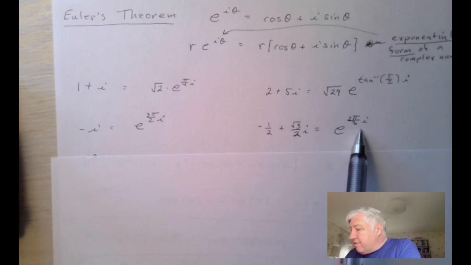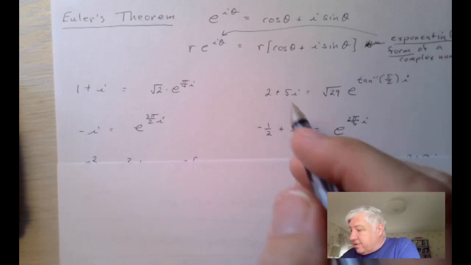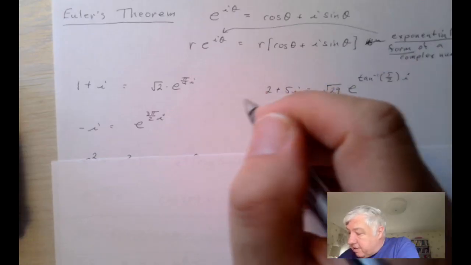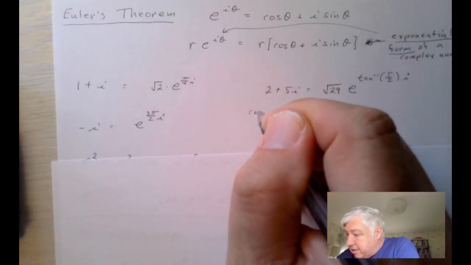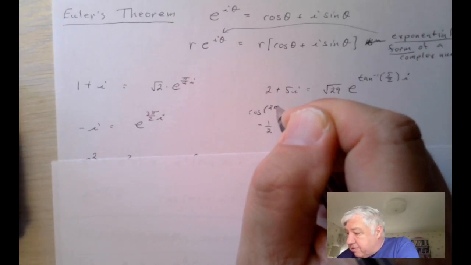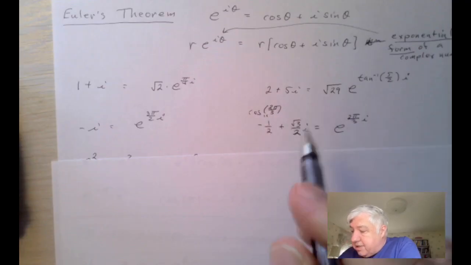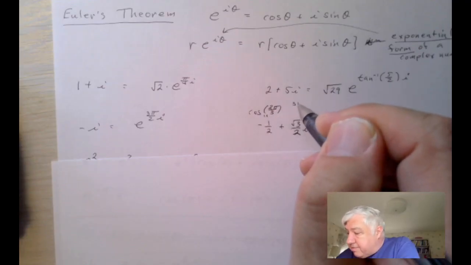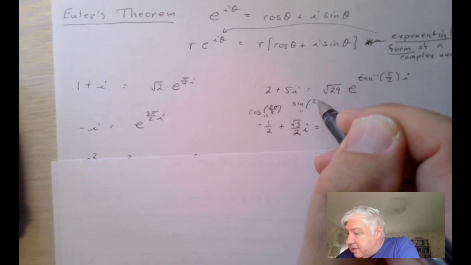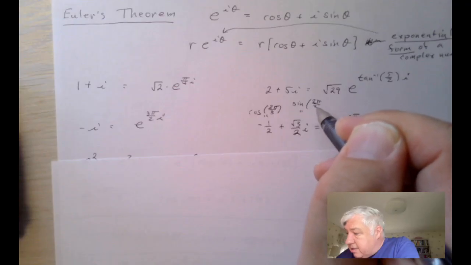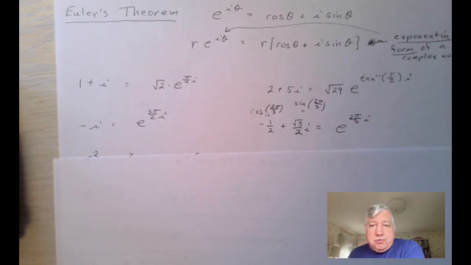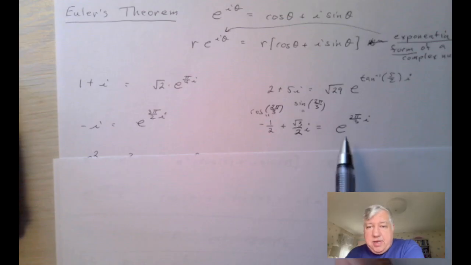This number is something we know: e to the 2 pi over 3 times i. The reason for that, of course, is that this is the cosine of 2 pi over 3, and the sine of 2 pi over 3 is this, square root of 3 over 2, right? So that's why e to the 2 pi over 3 times i is equal to this number.